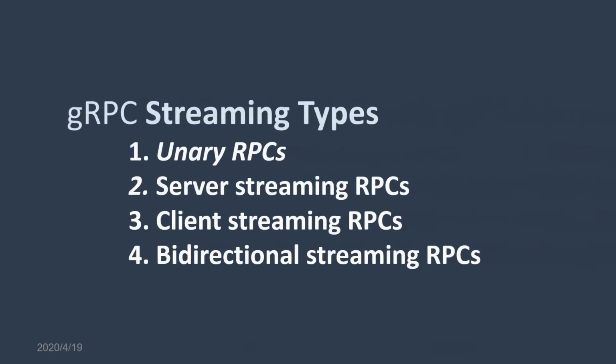So what are the streaming types? gRPC mainly contains four types of streaming. One is unary RPCs. Unary type remote procedure calls means a normal, simple function call. While sending the request from client to server, it will get a single response back to the client. It works like a normal function call.